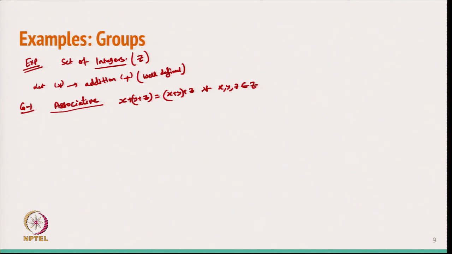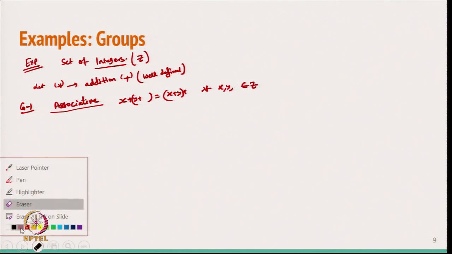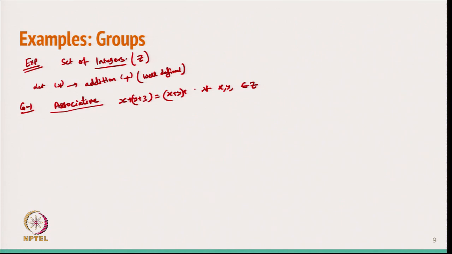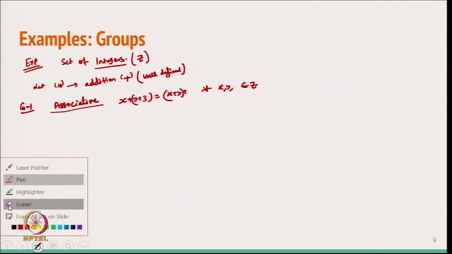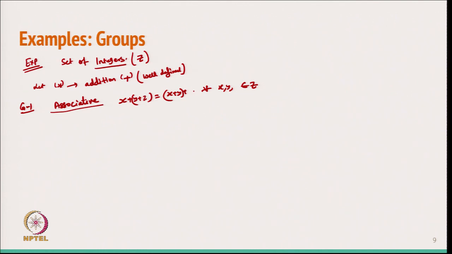So, this Z is a capital Z, and this I can take as a small z. So, it is associative.